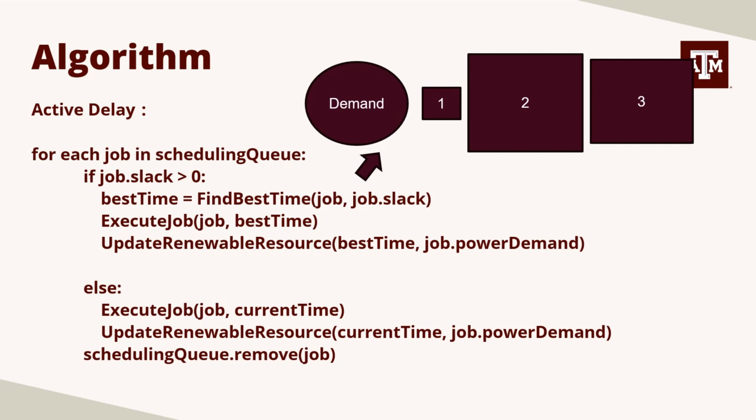For example, assume this circle representation of demand, where the job slack time is 3, and there are 3 boxes. Each box corresponds to different levels of wind energy supply. In this simple case, the optimal execution time is at time 3, which yields the maximal utilization of wind energy. And for tasks with 0 or negative slack time, the system executes them immediately.